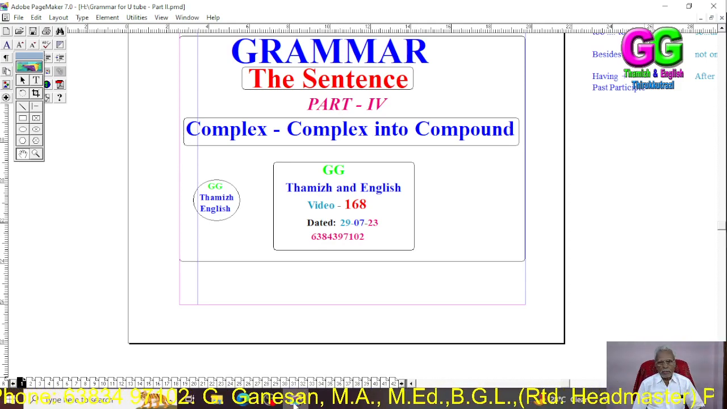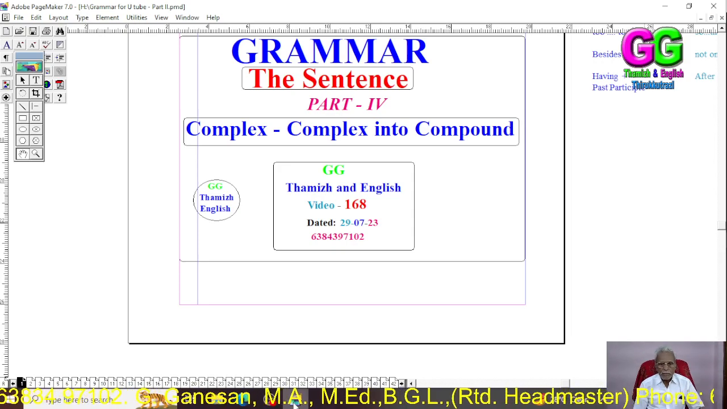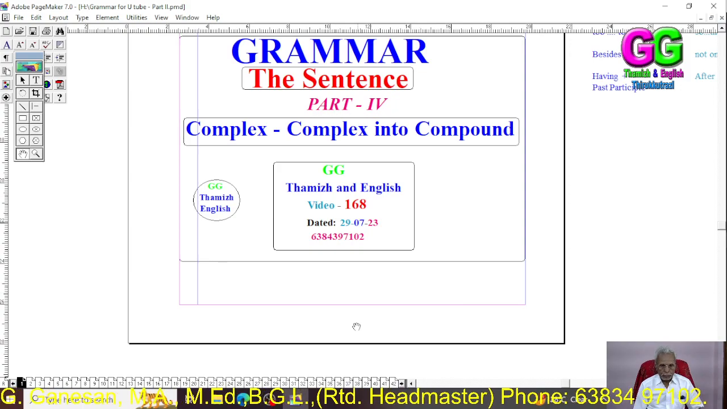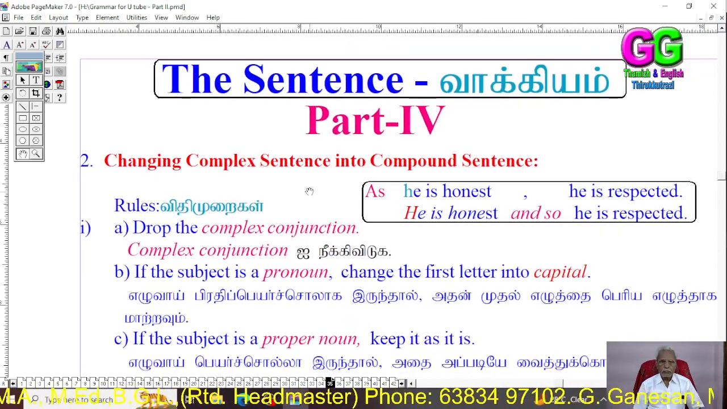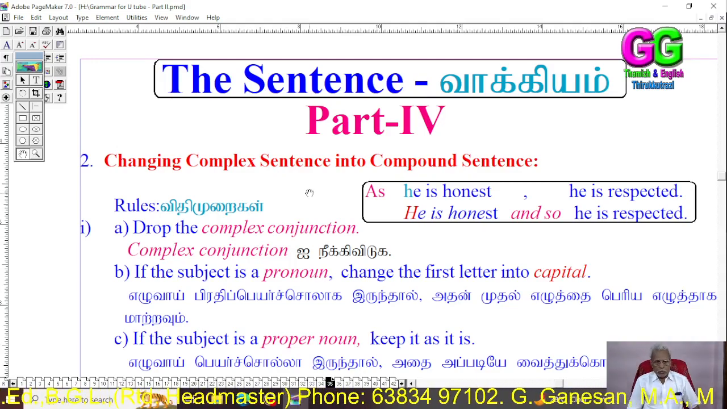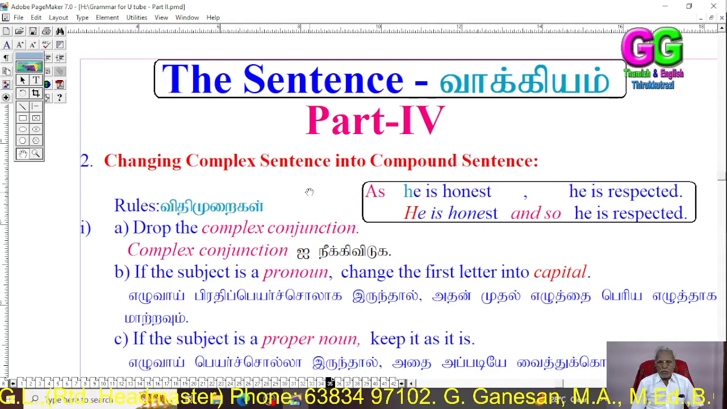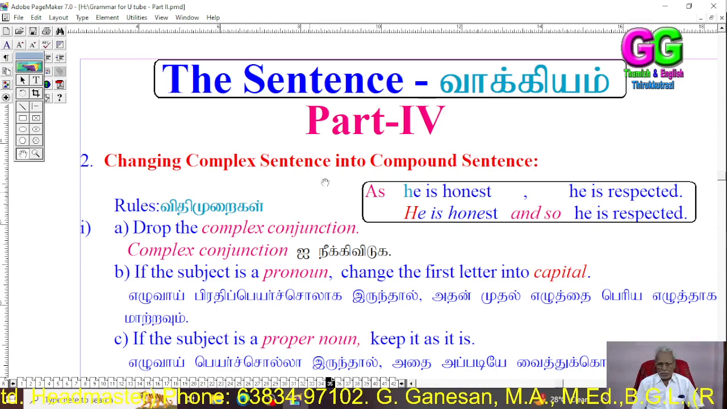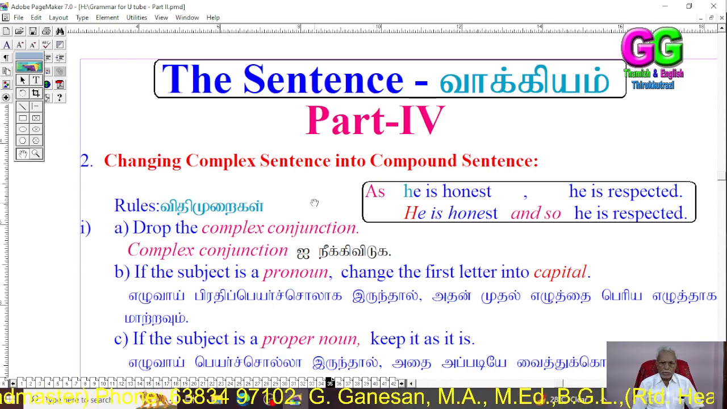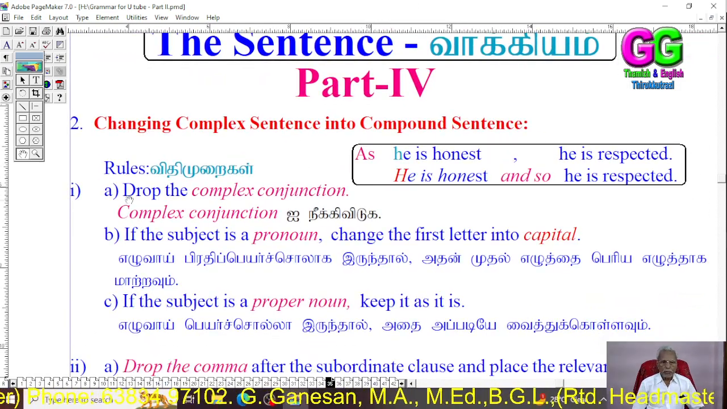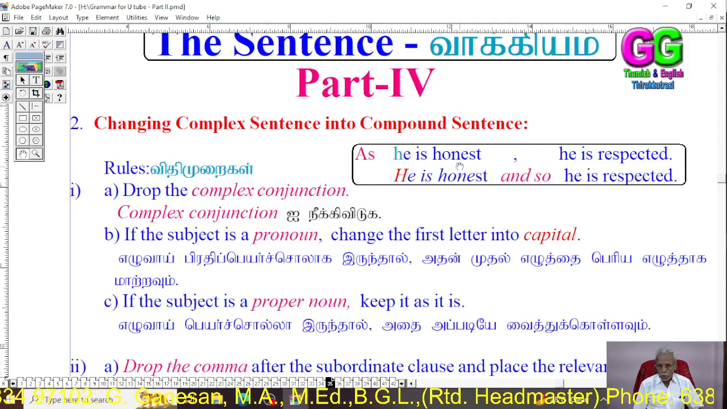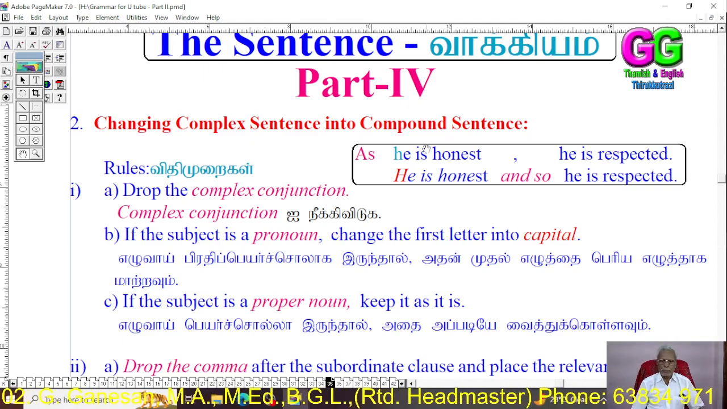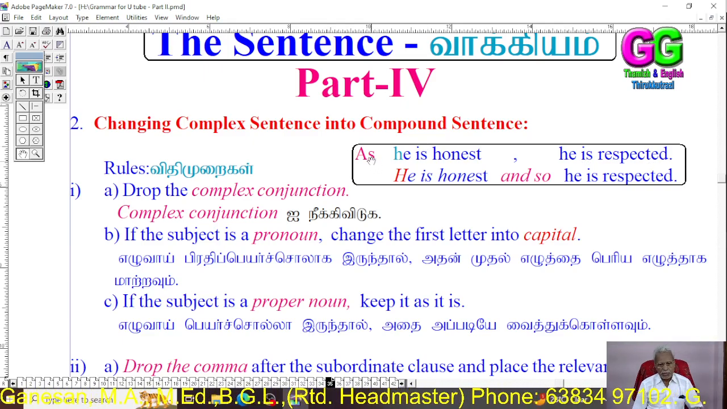Video 168, dated 29/7/2023. The sentence part 4, changing a complex sentence into a compound sentence. See the rules. First, drop the complex conjunction. See, as he is punished, he is respected. Here, as is the complex conjunction. First, drop it.